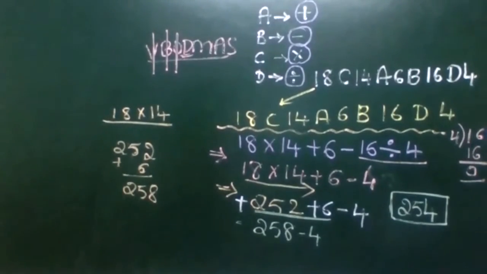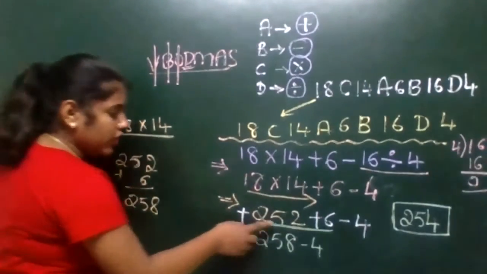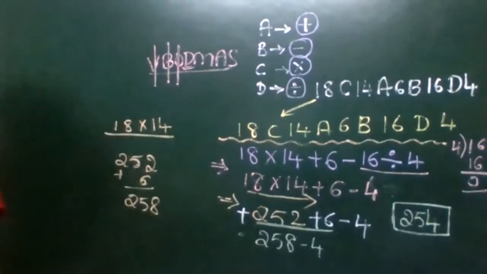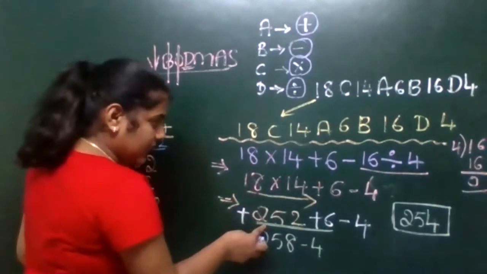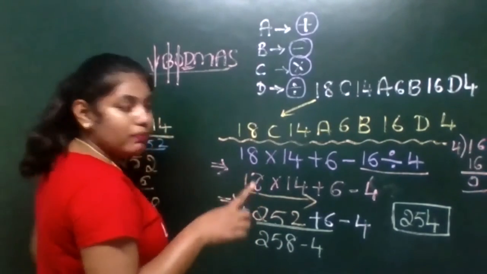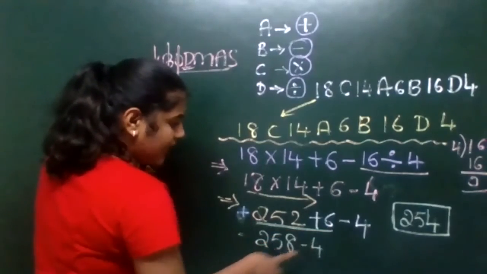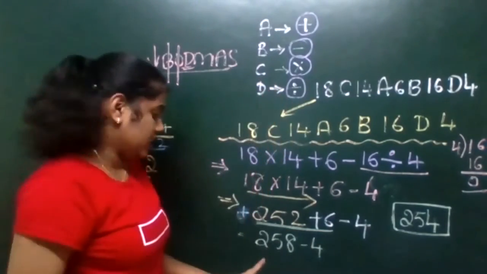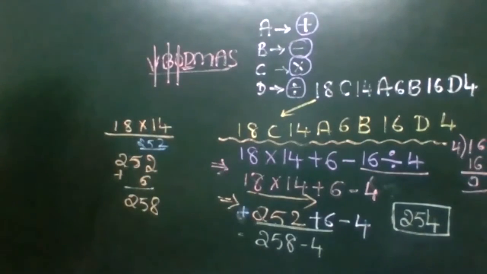In the next class, I'll write a question. Yes, Preeti? Ma'am, I didn't understand how it came to 254. Preeti, what is 18 into 14? 18 into 14 is 252. Then that answer plus 6 minus 4. If you don't have any sign, that is plus. So according to the BODMAS rule, we take two numbers at a time. 252 plus 6 is 258. 258 minus 4 is 254. Now did you understand?